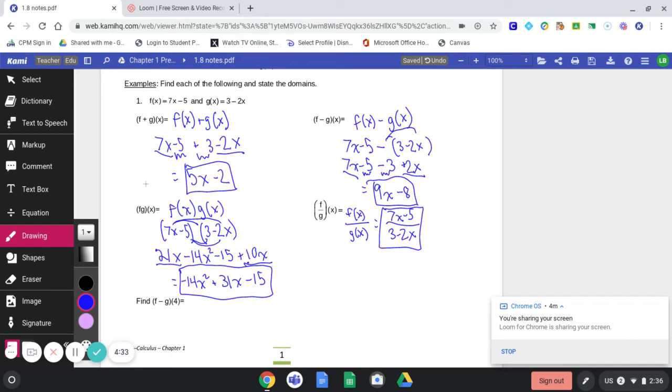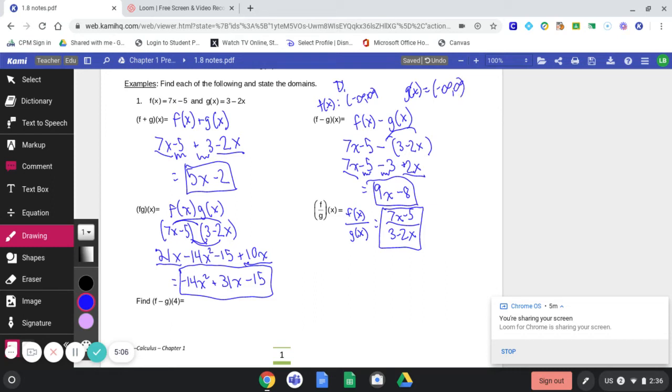Now, for all of these, we want to state the domain. So when you're looking at this, you want to first find the domain of f of x and g of x. So looking at f of x has a domain of all real numbers. And that's because it's just a straight line, 7x minus 5. We don't have a square root, and we do not have a denominator that we're dividing by. And so our domain for g of x is, we have 3 minus 2x. That is also all real numbers.